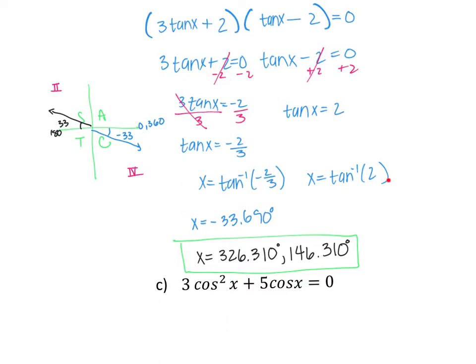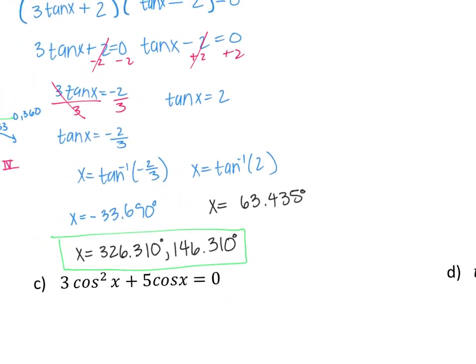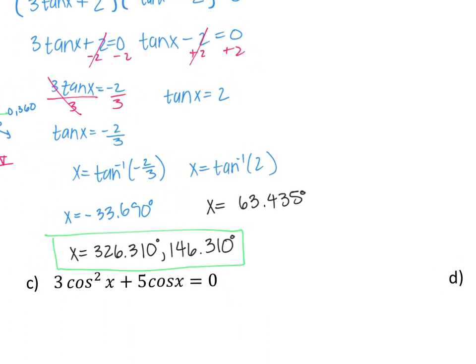This one is where tangent is a positive 2, so I'm going to type this in the calculator. And this time I actually get a very nice answer. X equals 63.435, so a positive angle. So I don't have to worry about this being a negative angle. Now I do need to figure out where tangent is positive.